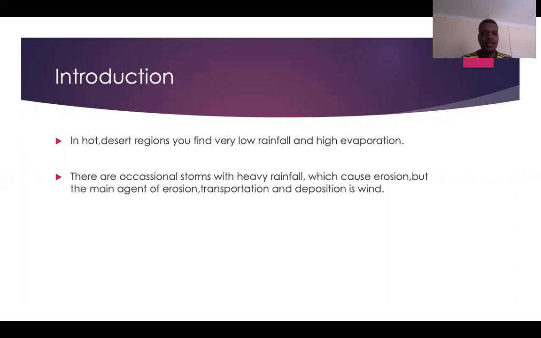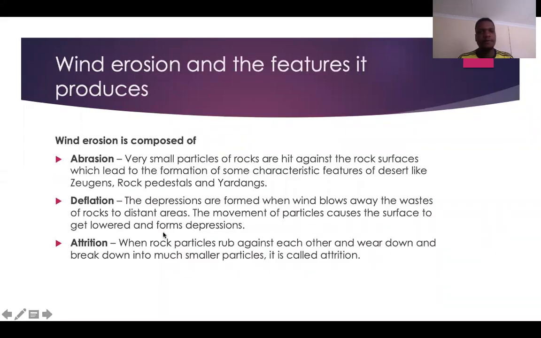So in desert regions, we have some occasional storms, as you can see from the picture. Okay, so as you can see, we have some occasional storms with heavy rainfall, which may cause erosion. But the main agent of erosion, transportation, and deposition in desert regions is wind.